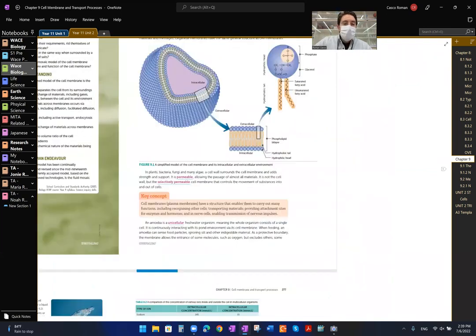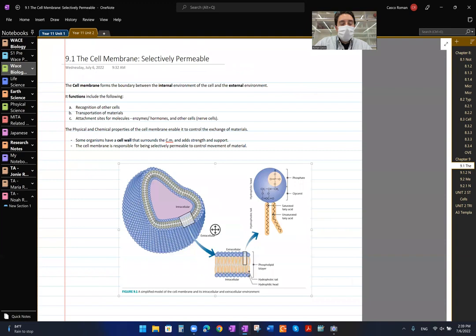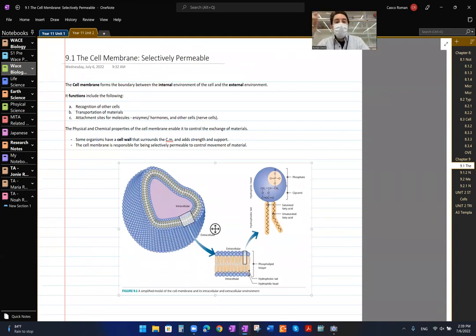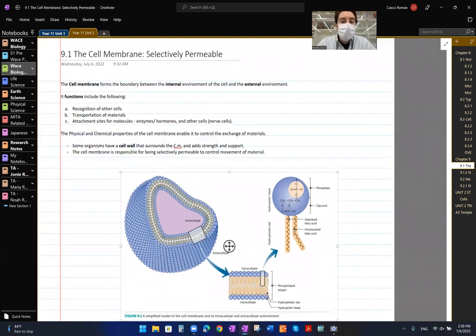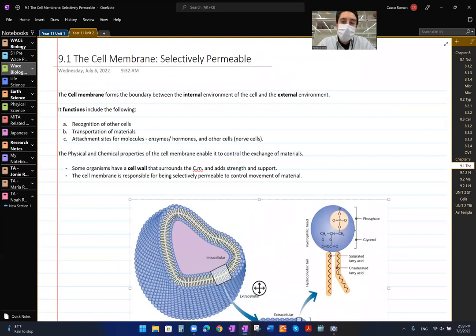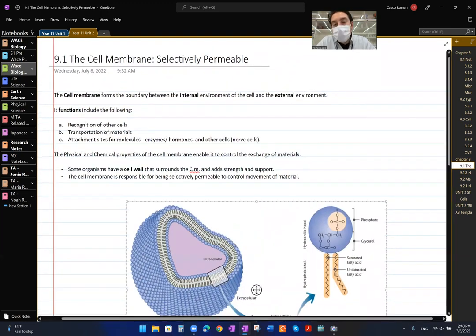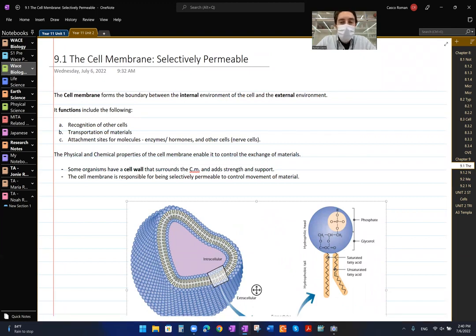Okay, so let's talk about section 1.9, which is the cell membrane. All right, one of the key things that they always mention in the book and many other resources is the terminology, right? Cell membrane is also called cellular membrane. It's also called the plasma membrane. It's also called the selectively permeable membrane, right? They're all essentially the same thing. Now, the idea of selectively permeable, I will talk about in a little bit more detail.